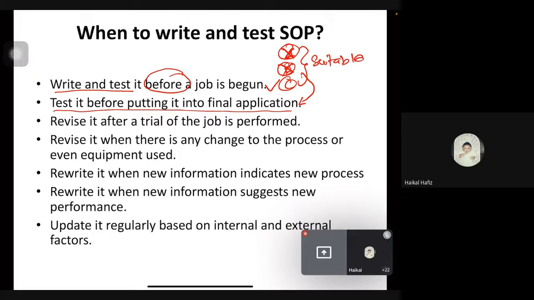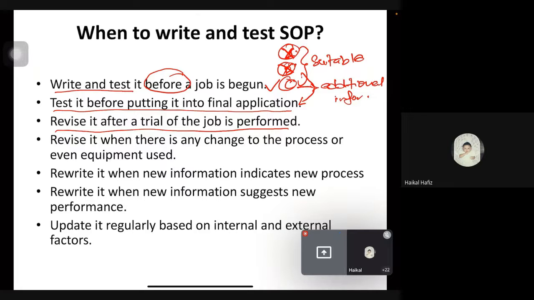Revise it after a trial of the job is performed. So you have A, B, and C over here, and A and B are not applicable at all. C is okay, but you need to add some more instructions. So you are going to use C, but you need to put in some additional information, perhaps.